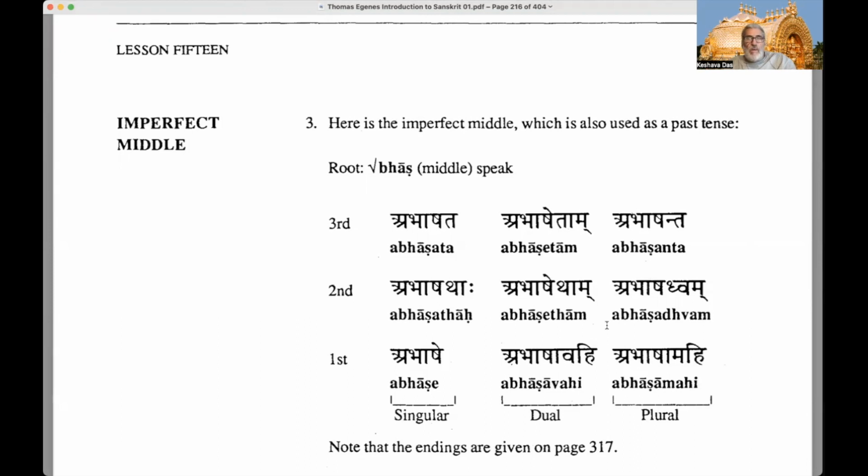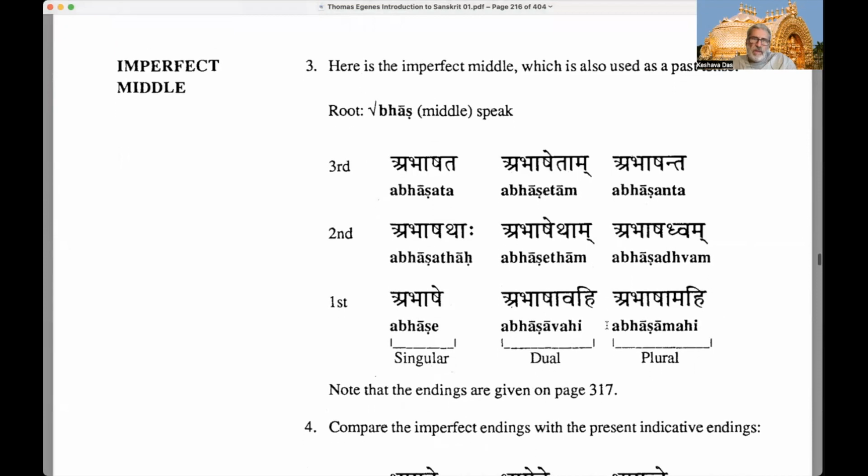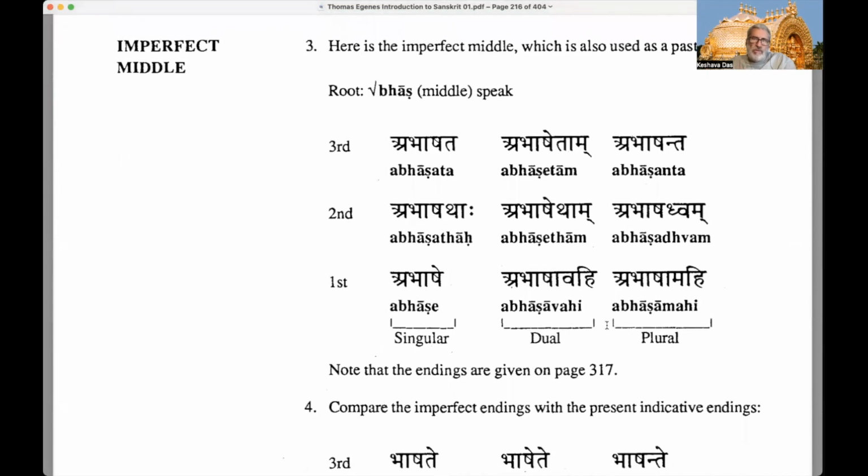But up until now, we've only seen the active endings, and now we're going to see the middle endings of the past tense, which is the imperfect tense. There are other past tenses also, the perfect and some other tenses, but the first one we're learning is the imperfect tense. So we have the verb to speak, which is bhash, right? There are other verbs to speak, but this is the verb. This is a middle ending verb, right?